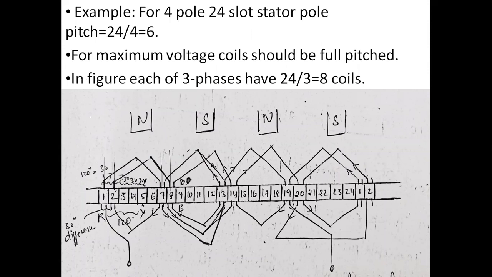Suppose I am giving you an example. Listen carefully, this is an important point. If the first side of the coil is starting in slot 1, right, and the second side of the coil is ending at slot 5, okay, that means the coil's first side is starting at 1 and the second side is ending at 5.